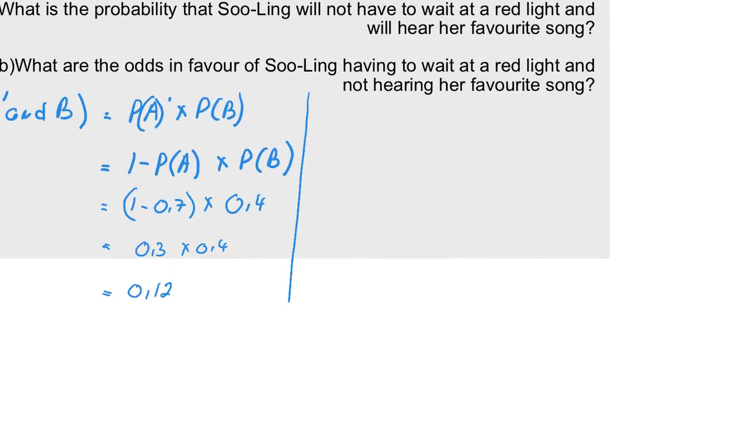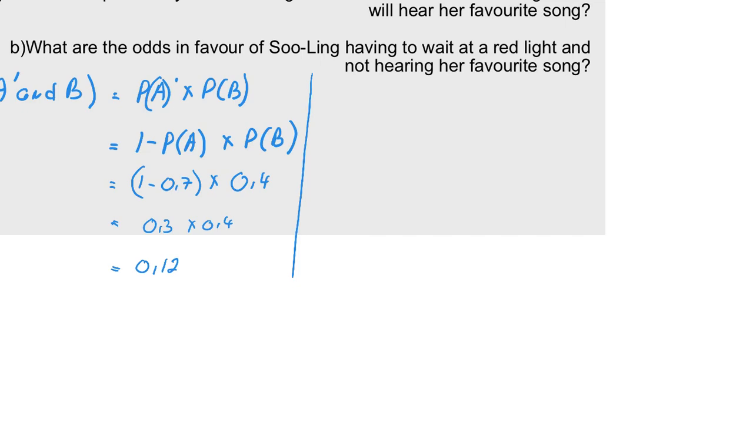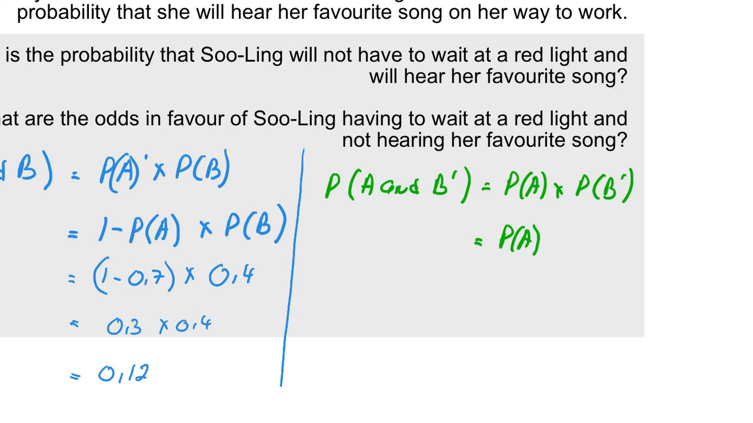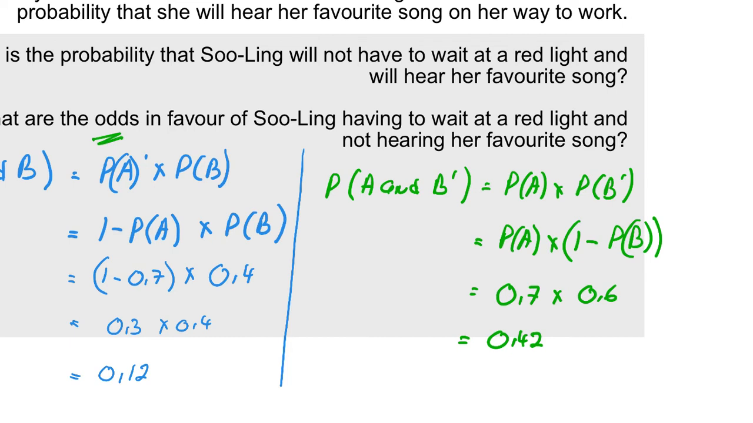In part B, we're looking at the odds in favor of Su Ling having to wait at a red light and not hearing her favorite song. So we're looking at the probability of A and the complement of B, which is the multiplication of A and the complement, which is, again, straight ahead, the probability of A times 1 minus the probability of B. So it's the opposite of example A. So 0.7 times 0.6, which will give us 0.42. And we want the odds in this case. So this would be 42 against 58.